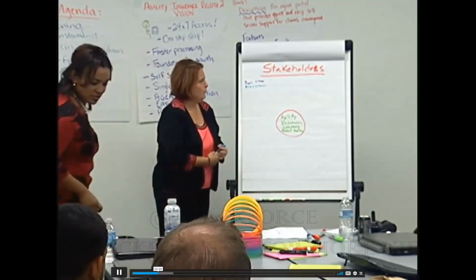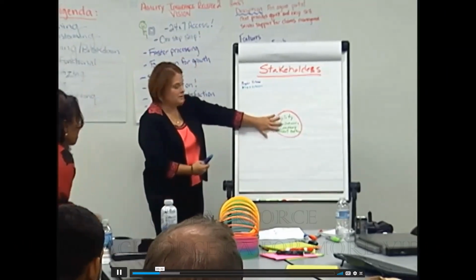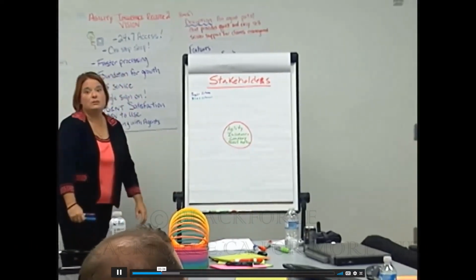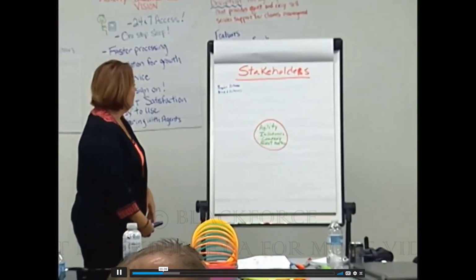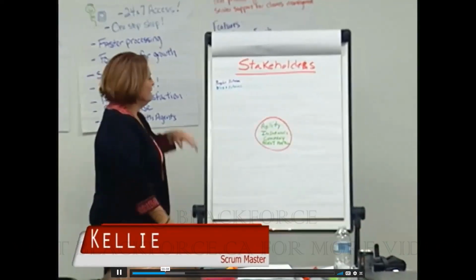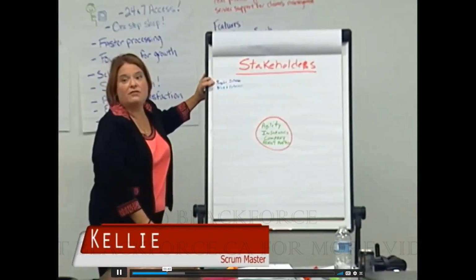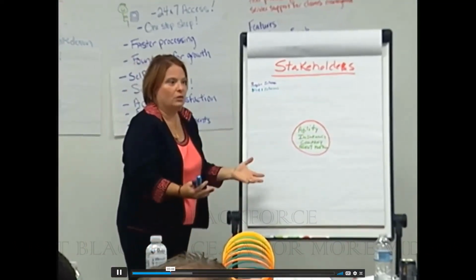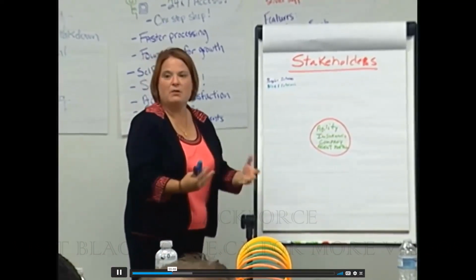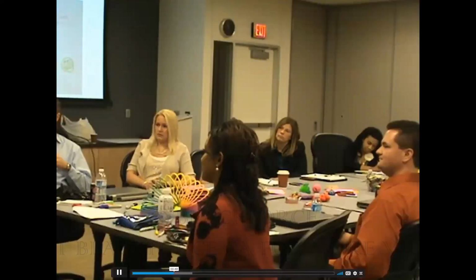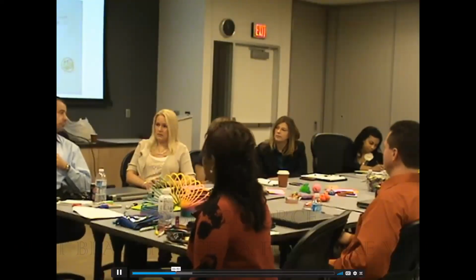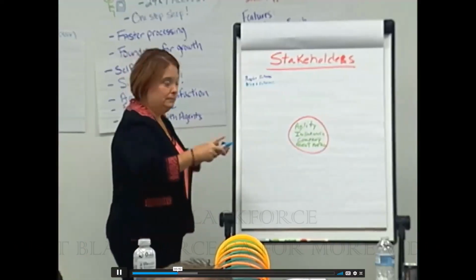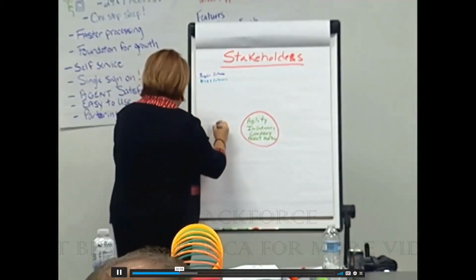So Kelly, walk us through this. This is our project, Agility Insurance Company, Agent Portal, and Michelle said we're going to use purple to identify our internal customers and blue for our external. So who are our stakeholders? Who's going to be affected by the portal? Who will be using the portal? Well, obviously our agents. Yep. Agents. That's external? Yes. Okay. Claims team.